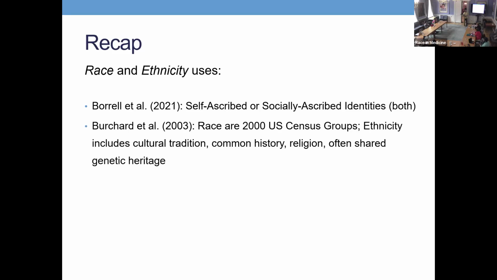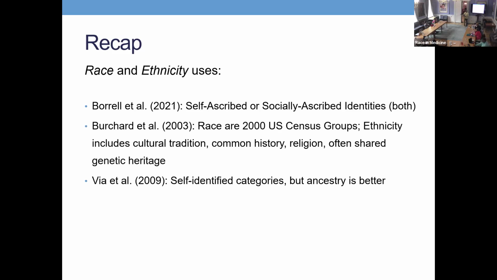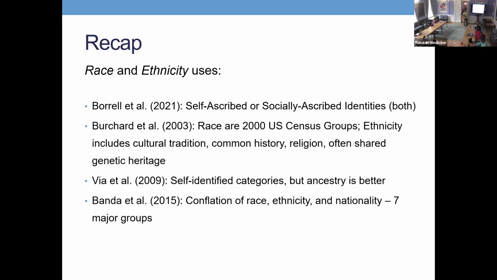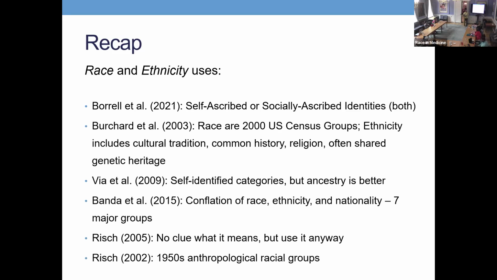Burchard et al. 2003, they said it was the 5 major racial groups. Via et al., self-identified categories, but ancestry is better. Not sure what ancestry is. Banda et al., conflation of race, ethnicity, and nationality. They collapsed it into 7 major groups out of the 23 that were aggregated in their study. Reich, 2005, I have no clue what it means. We're just going to use it anyway. And Reich, 2002, 1950s anthropological racial groups.